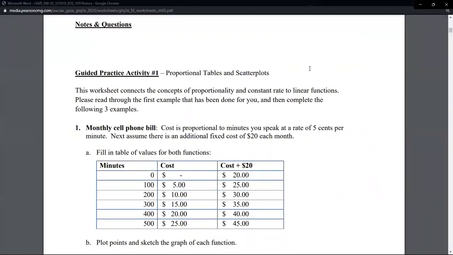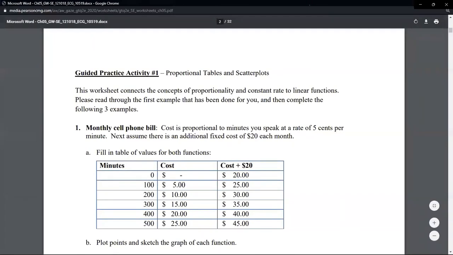Most plans aren't just pay by the minute. They're, all right, if you don't talk at all, you're still going to pay 30 or 40 bucks. If you talk forever, you're probably going to pay 35 or 40 bucks maybe, I guess. But we're going to do it based on these numbers. So cost is proportional to minutes you speak at a rate of 5 cents per minute. Again, that is what we saw earlier. This is nothing new. Cost is proportional, which means if you double one, you double the other. But now we're also going to assume that on top of that, there's an additional fixed cost of $20 each month. So that's our taxes, our fees, etc.